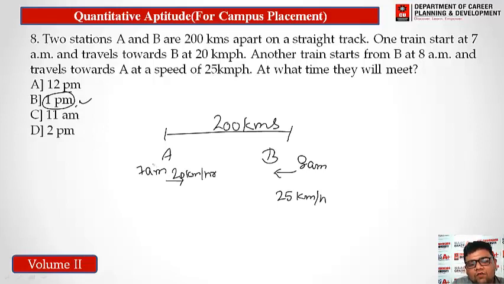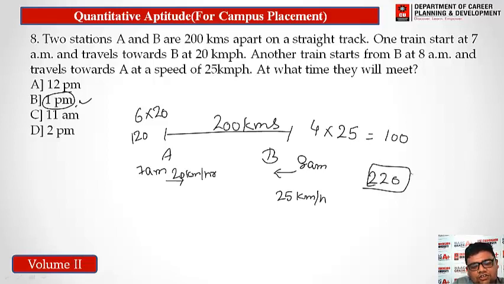So A will travel for how many hours? A will travel for 6 hours, so at the speed of 20, it will cover 120 kilometers. And B will travel for 4 hours at the speed of 25, so it will cover 100 kilometers. So the total is 220, but the answer should be 200. So the answer should be earlier than 1 p.m. So option D should not be the answer, and option B is also cancelled out.